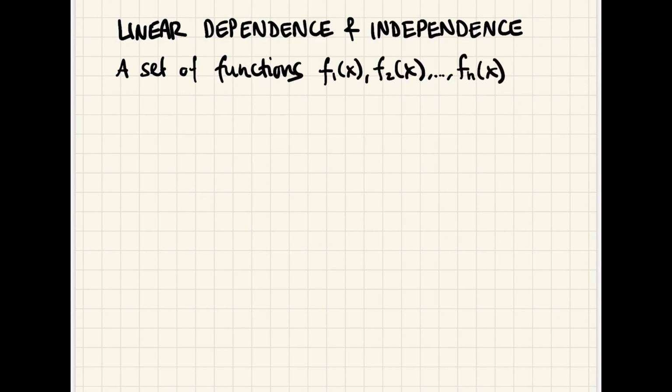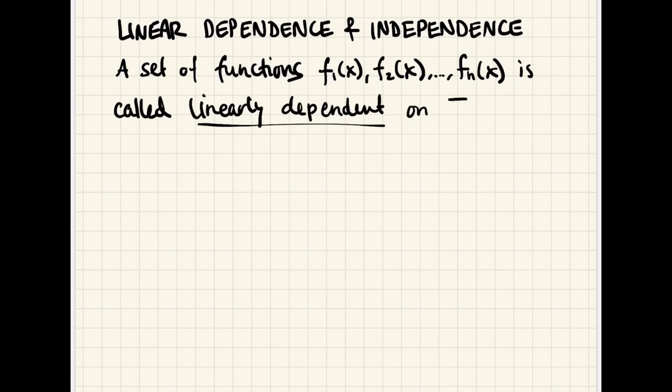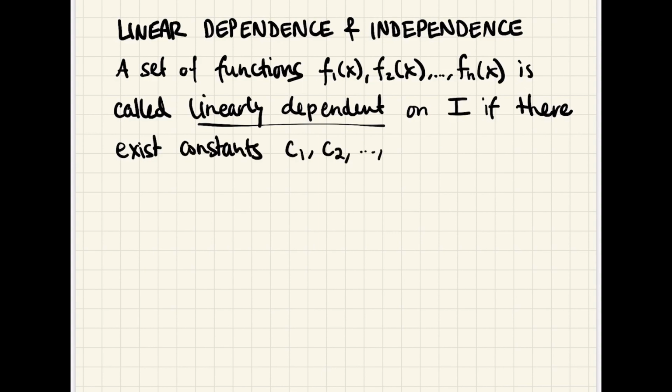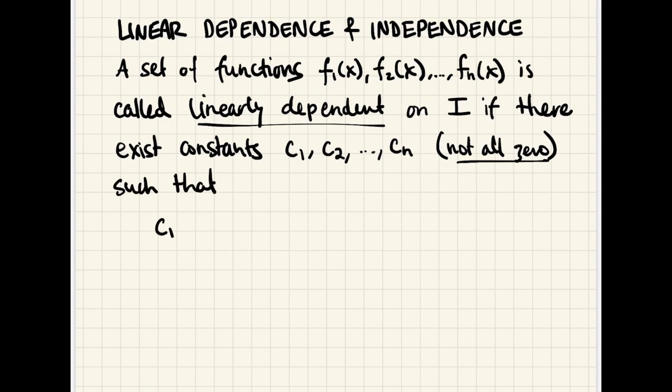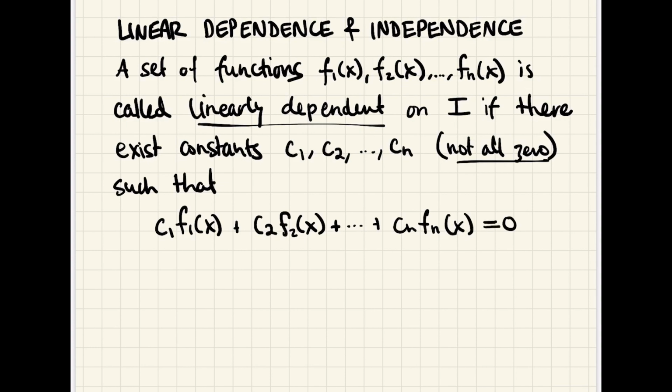So suppose you are considering a set of functions, n of them. Well, this set of functions is called linearly dependent on the interval I if there exist constants c1, c2, all the way to cn, and not all 0, and that's essential, such that c1 f1 plus c2 f2 plus cn fn is equal to 0 for each x in the interval I.